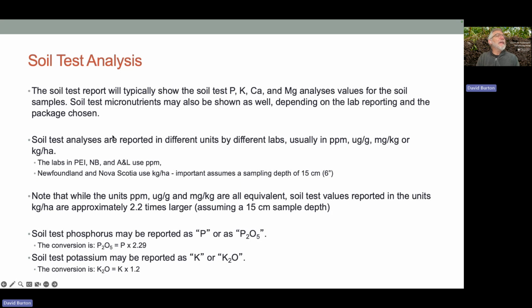The soil test analyses are reported differently by different labs, and there are these 2 conventions, P2O5 versus elemental P. So elemental P times 2.29 equals P2O5. K2O is the other convention that's often used. Elemental K times 1.2 is K2O. And again, the difference is that one uses the weight of the oxygen, and the other one uses just the weight of the nutrient itself.